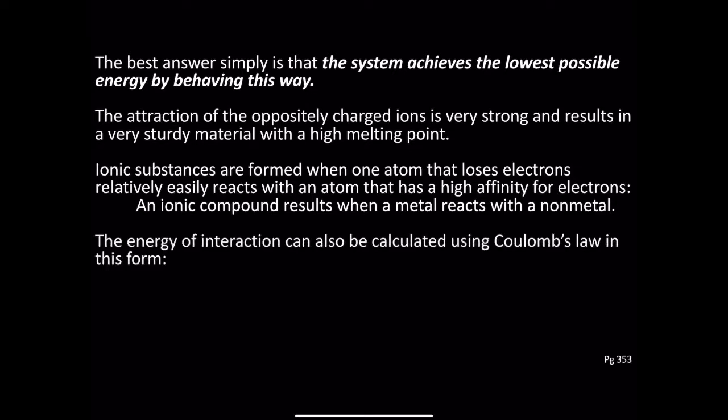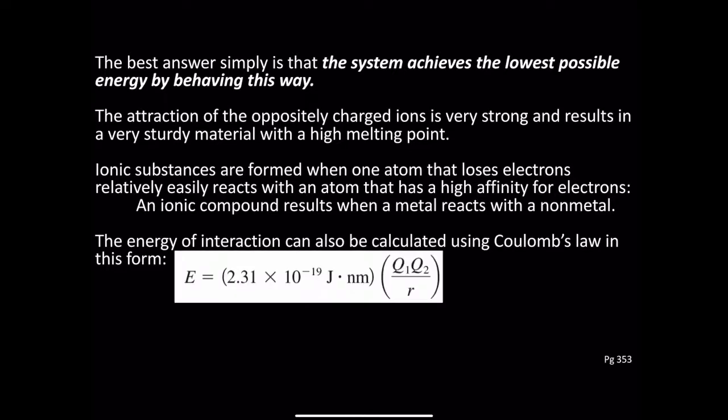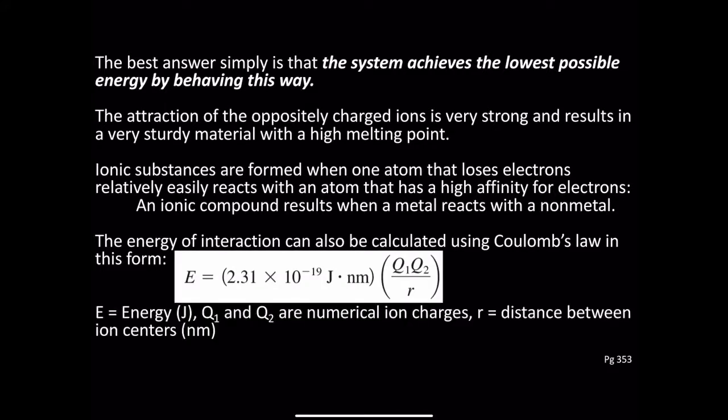The energy of this interaction can also be calculated using Coulomb's law in this form. Okay, so we've got this equation where E is energy in joules, and Q1 and Q2 are numerical ion charges. So for example, sodium would have a numerical ion charge of 1, while chlorine would have a charge of -1, and R is the distance between the ion centers.